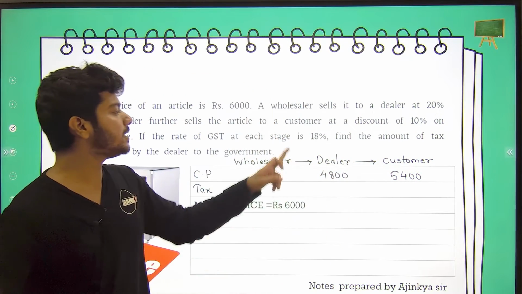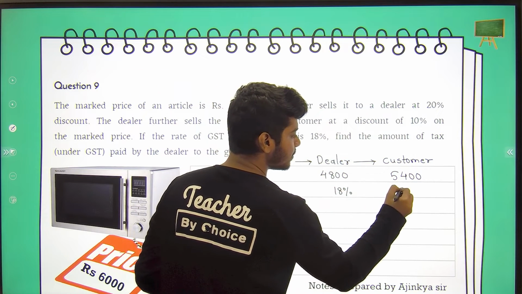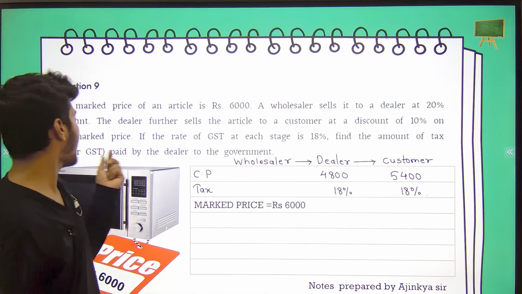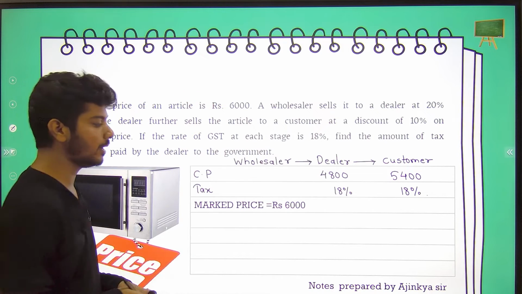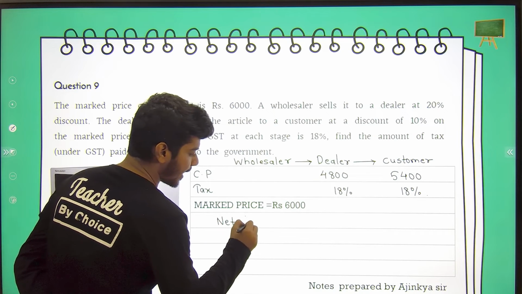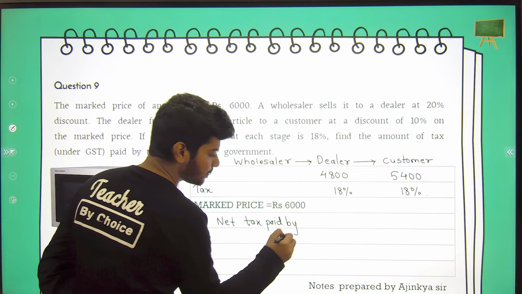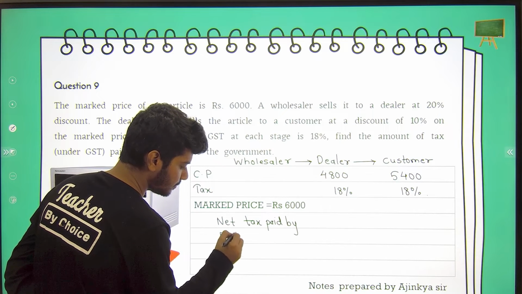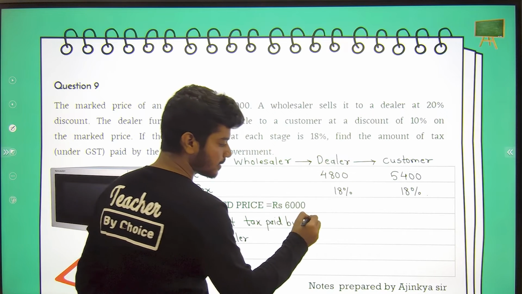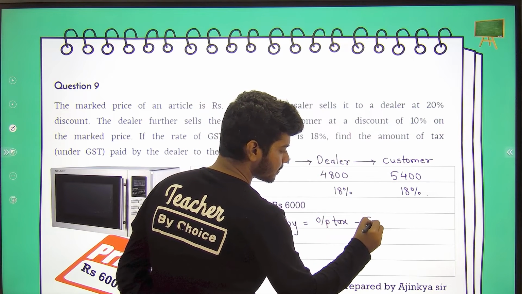And in each stage the rate of GST is 18%. Now they are asking to find the amount of tax paid by the dealer to the government. So the net tax paid by the dealer would be equal to, can I say, output tax minus input tax?